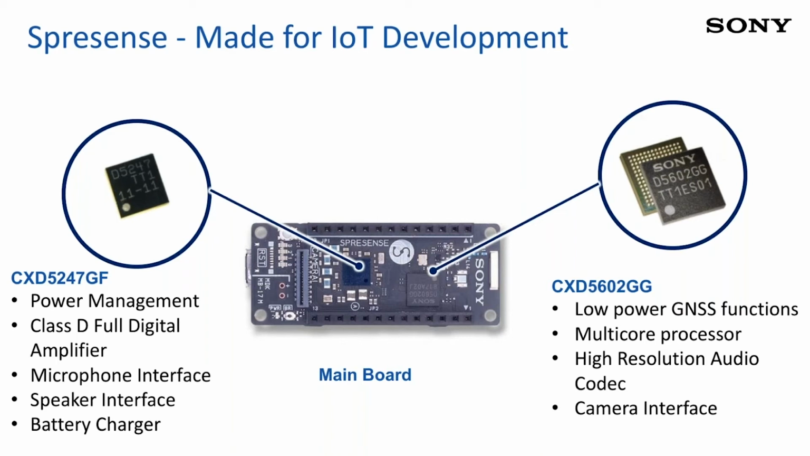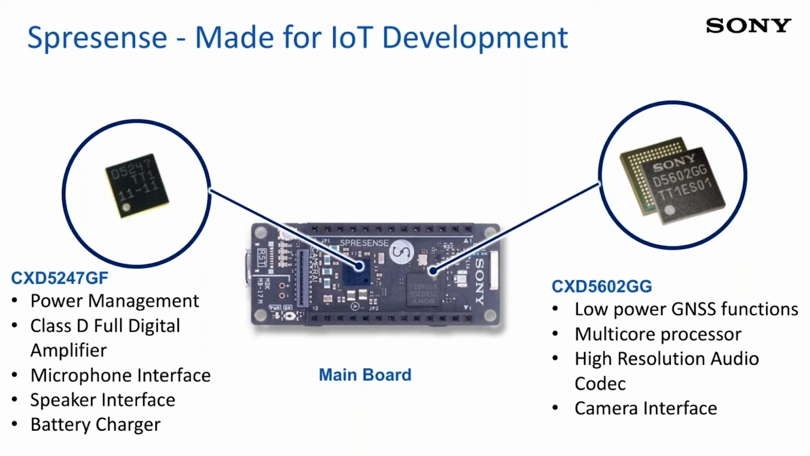And if you want to understand the chips a little bit better, look under each of these, where I have listed the functionalities and supporting capabilities. Let's look at the CXT5602 on the right side first. We have low power GNSS function. This is the GPS or Galileo or other capabilities that you need for global navigation satellite system. We have multi-core processor capability on this one, and then high resolution audio codec, and also the camera interface supported by this chip. And then let's look at the left side.